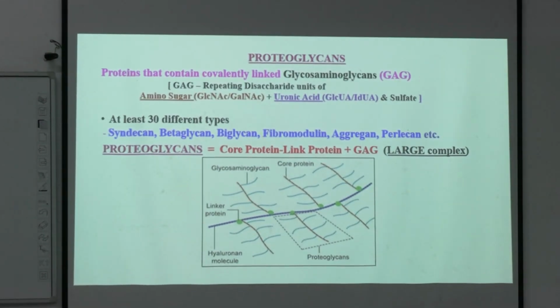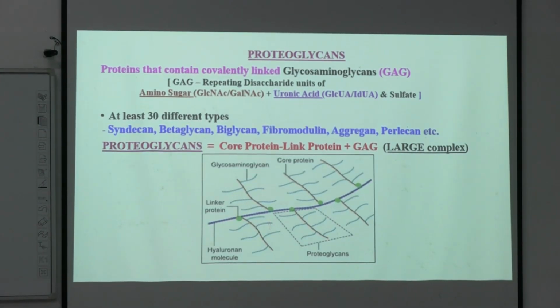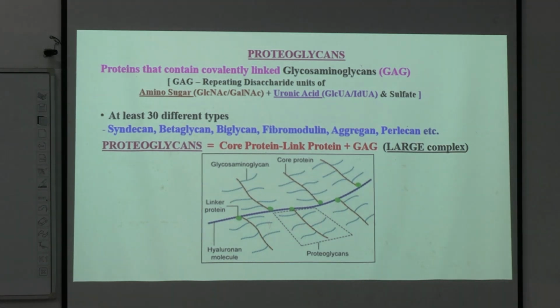So, these are proteins that contain covalently linked glycosaminoglycans, which are repeating units of disaccharides composed of one amino sugar and one uronic acid. The amino sugar is either glucosamine or galactosamine, and the uronic acid may be in the form of glucuronic acid or iduronic acid. Now, there are at least 30 different types, of which a few are important: syndecan, betaglycan, biglycan, aggrecan, perlecan, fibromodulin. The structure I have discussed has been depicted here in picture form.